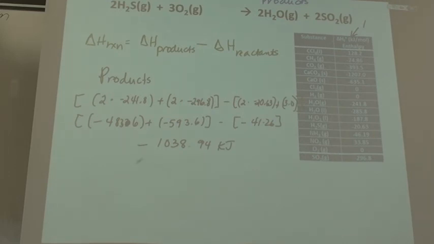Is this exothermic or endothermic? Exothermic. If it is exothermic, does this value belong as a reactant or a product? Product. Do I include the negative sign when I put it as a product? No. So you would write 1038.94 kilojoules. You are now ready to go.